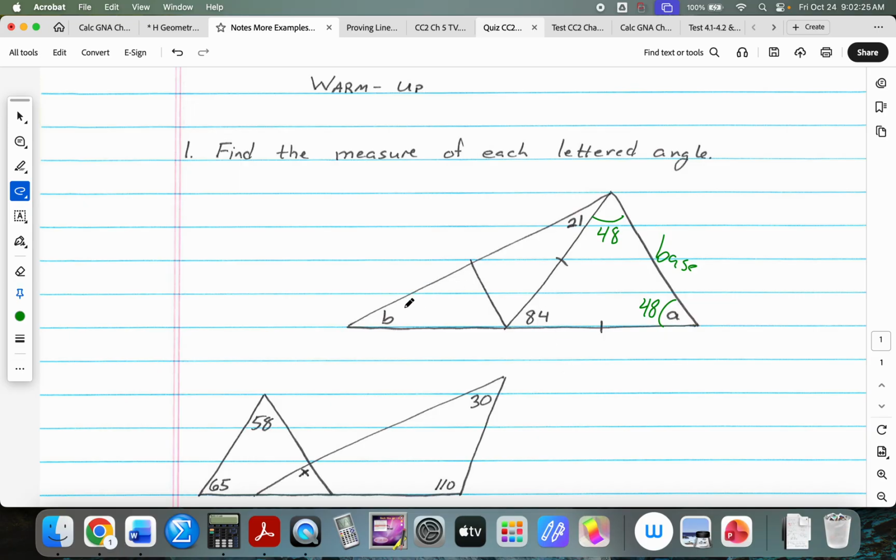Then for angle B, the fast way to do it is, again, ignore this. Look at this triangle. 84 is an exterior angle. The exterior angle is equal to the sum of its two remote interior angles. So 84 has got to be equal to 21 plus B. So subtracting 21 from 84 leaves that B is 63. Any questions about that? Again, this is just reviewing things for you.